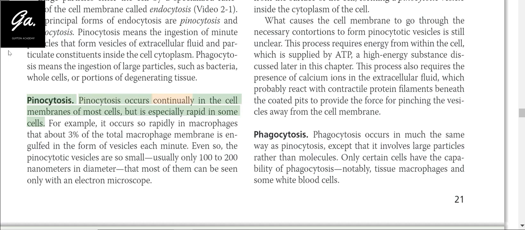Pinocytosis occurs continually in the cell membranes of most cells, but is especially rapid in some cells. For example, it occurs so rapidly in macrophages that about 3% of the total macrophage membrane is engulfed in the form of vesicles each minute. Even so, the pinocytotic vesicles are so small, usually only 100 to 200 nanometers in diameter, that most of them can be seen only with an electron microscope.